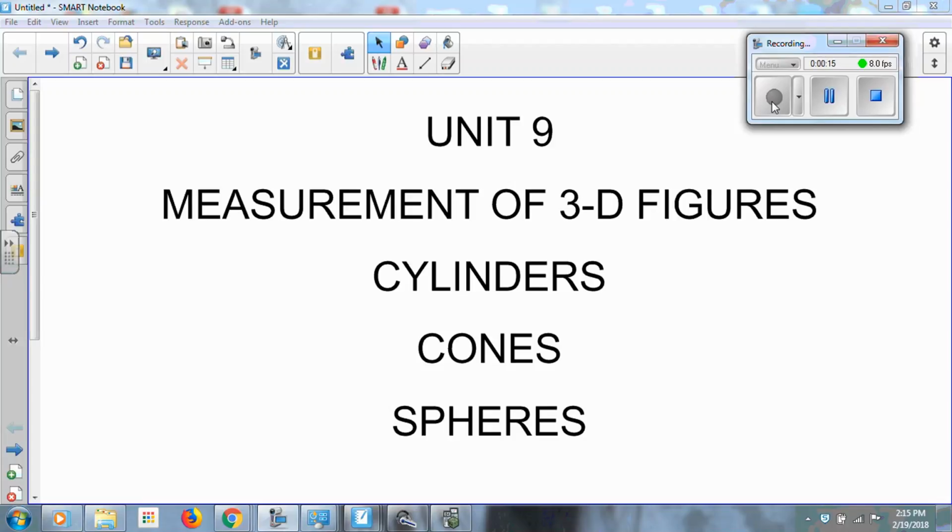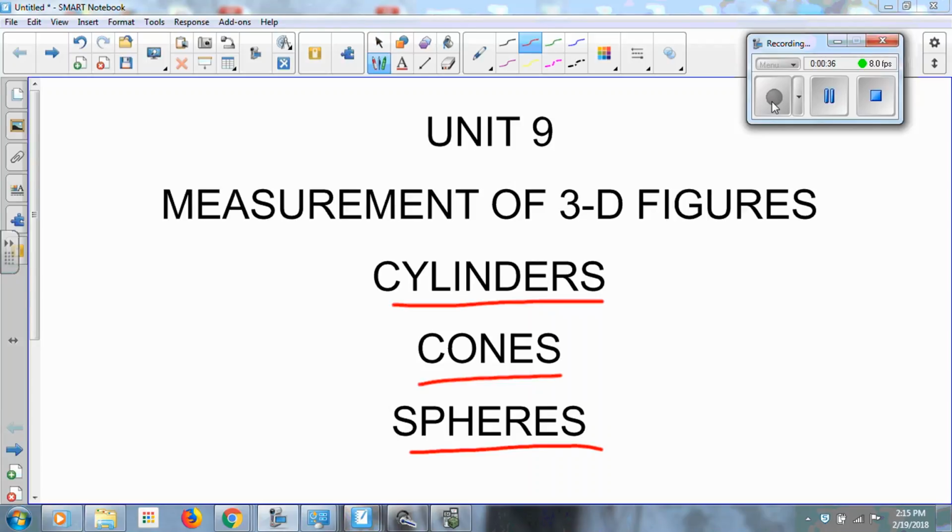This is Miss Charles on the mic right now, and we are going to start kicking off Unit 9 with measurements of 3D figures. So we have three types of figures that we're going to look at: cylinders, cones, and spheres. We have a small delayed reaction there, but that's what makes this fun, right?